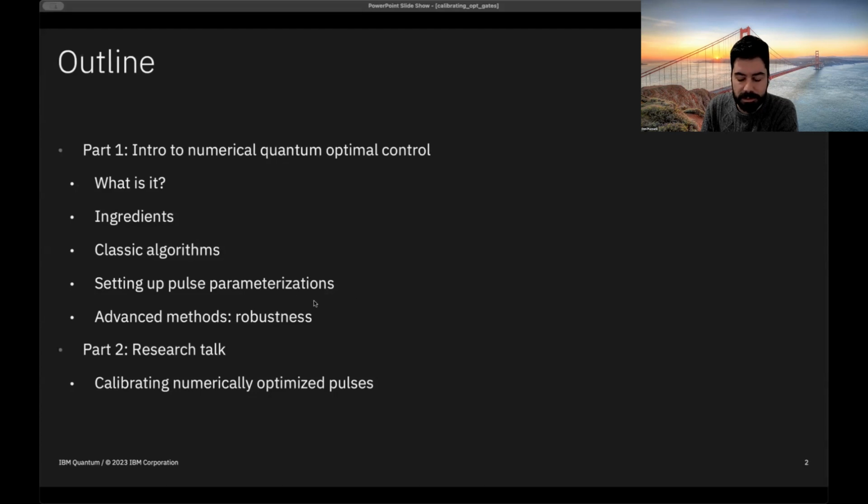Then I'm going to talk about some advanced numerical methods, just briefly, for how we build robustness into the optimizations. And then the second part will be a shift to a research talk on some work that we've done recently. It's the title of this talk, some work on calibrating numerically optimized pulses. So that's the second piece of this.